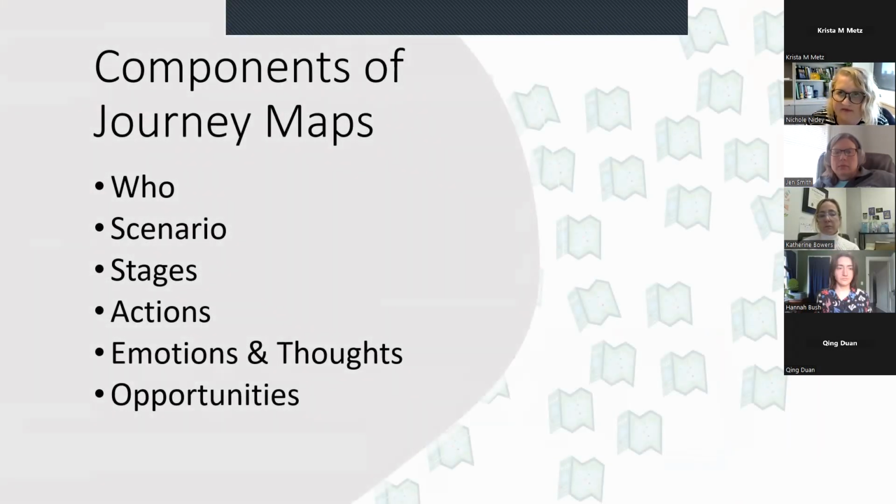Regardless of the type of map, while there is a lot of variability, there are some similarities between customer, patient, user experience maps. Oftentimes there's a who, so that person we're focused on. So with the car buying experience, the who was focused on emotional Eric, the museum was a museum visitor. So there's generally a who in a scenario of what they're doing and the stages that they go through in their actions, as well as their emotions and thoughts. And then also a focus on identifying opportunities for improvement.